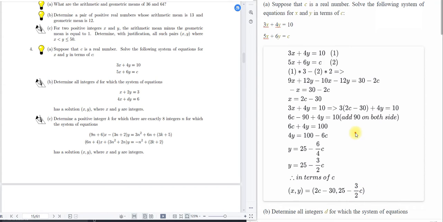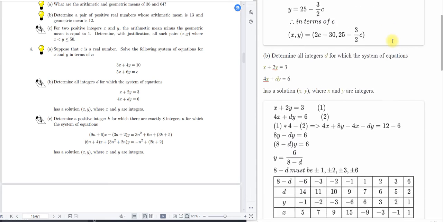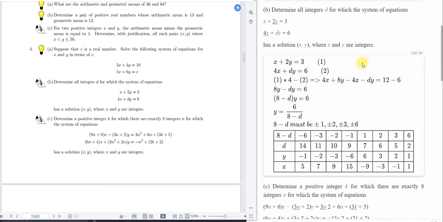Let's see part B. Determine all integers d for which the system of equations has a solution x, y, where x and y are integers. Determine all the integers d. Okay, let's see part B. Determine all integers.